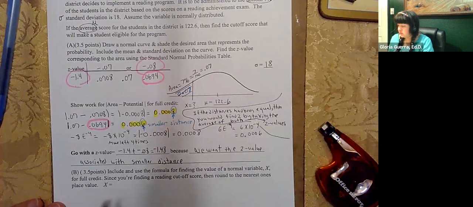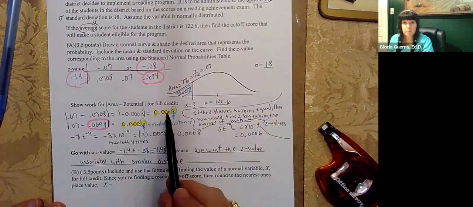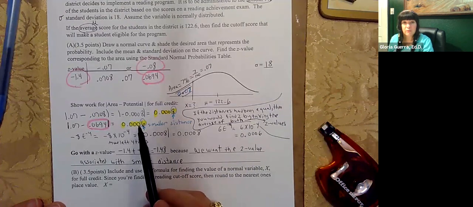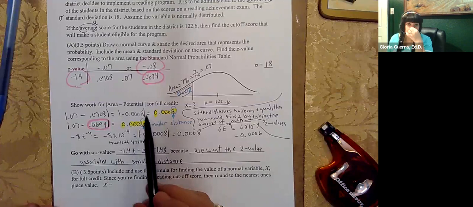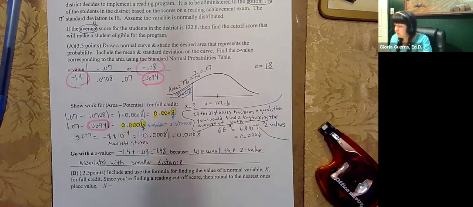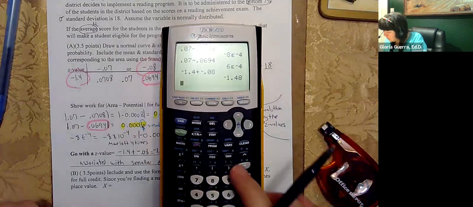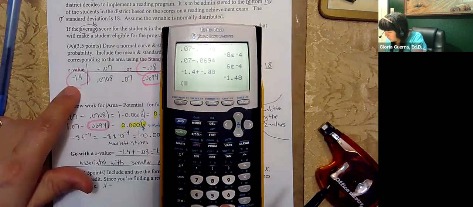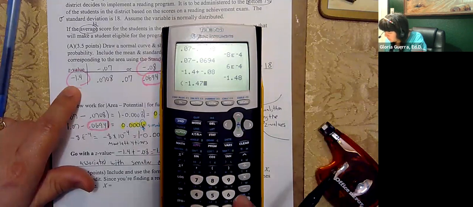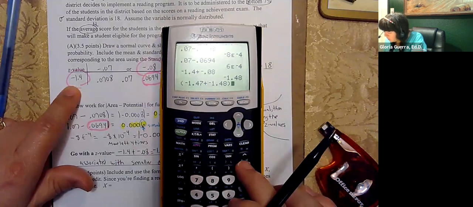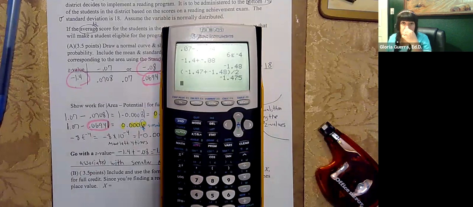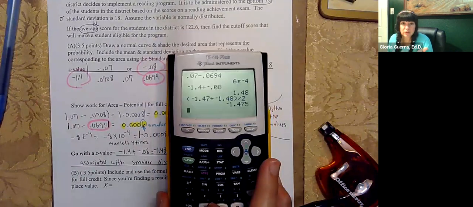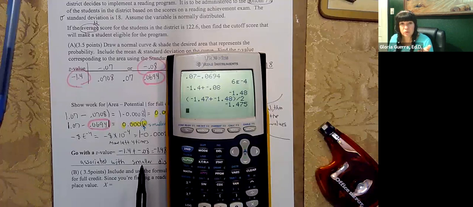So if these distances had been the same, like 0.0008 and 0.0008, then you would have added them both up and averaged them, divided by 2. Then you would have said negative 1.47 plus negative 1.48, added them up and divided by 2. And then you would have rounded that to the nearest hundredths because z values are rounded to the hundredths.